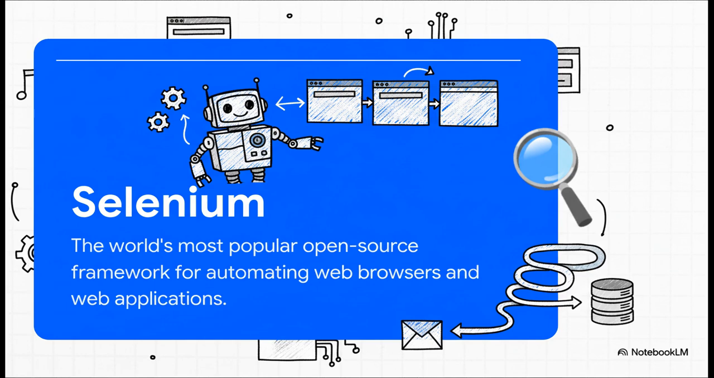At its heart, Selenium is the world's go-to open-source framework for automating web browsers. It's basically the engine that lets you write code to take control of a browser and make it do whatever you want, clicking buttons, filling out forms, grabbing data, all by itself.